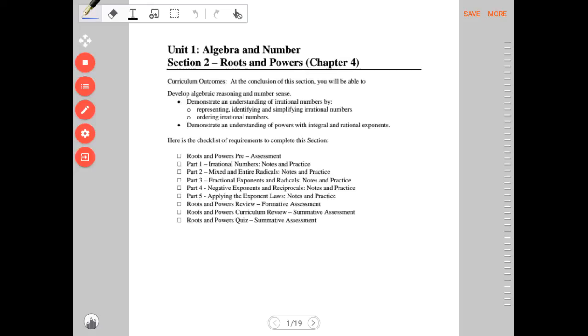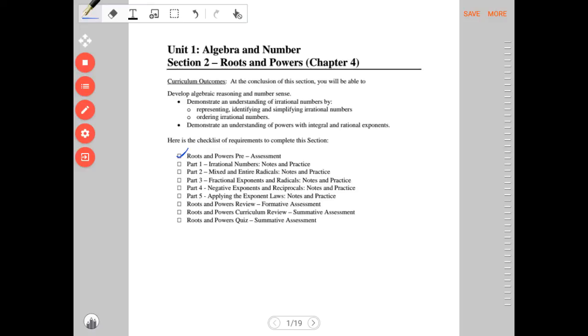Okay, so here's the checklist of all the things I want you to do this section. You should have already done the powers and roots pre-assessment. If you haven't done that yet, you need to stop this video, go back up a card in the workspace, look at the pre-assessment, do that, show your teacher, let them release the key to you, and then you can start on all this material.